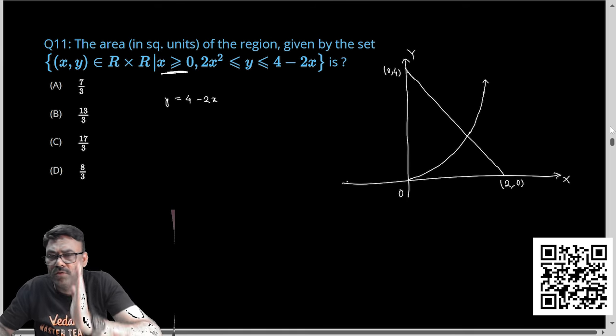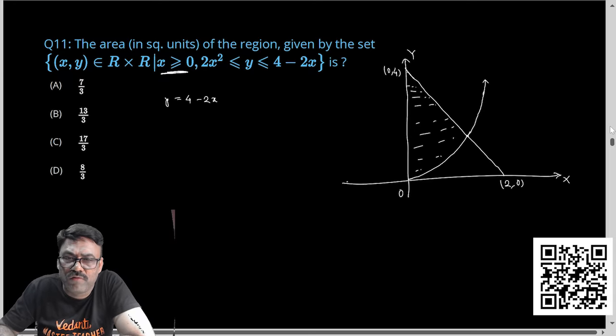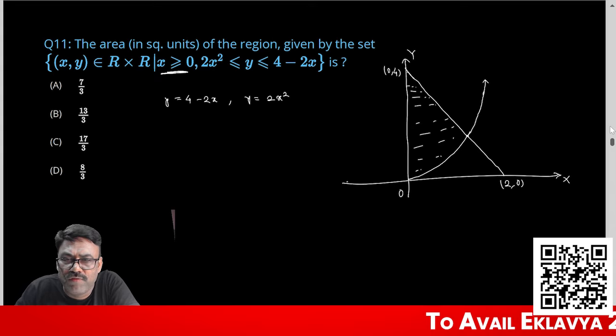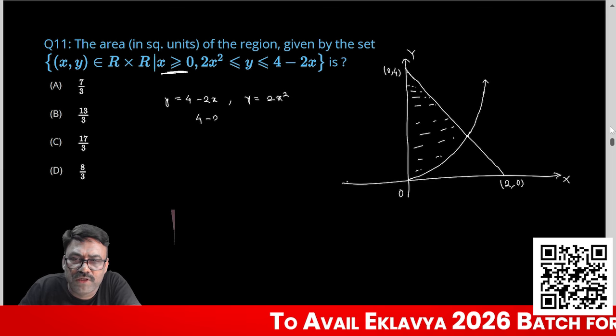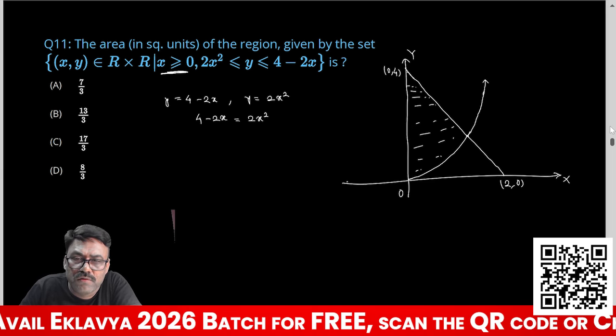You need which area? So the area on the right side of the y-axis, on the upper side of the parabola and the lower side of the line. Means this area actually you need. So for that, first you have to get this point of intersection. And how will you get this point of intersection? By solving this line with the parabola y is equal to 2x square.